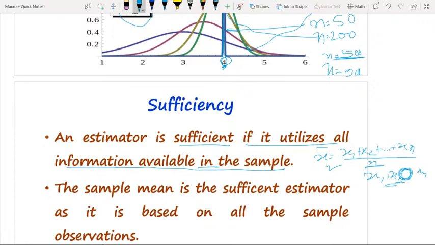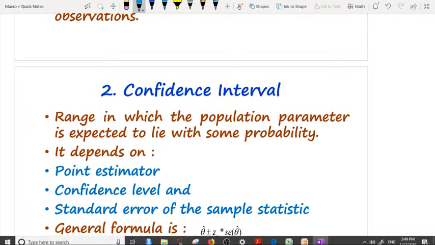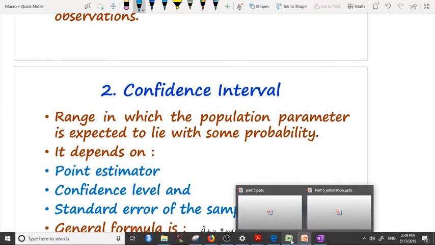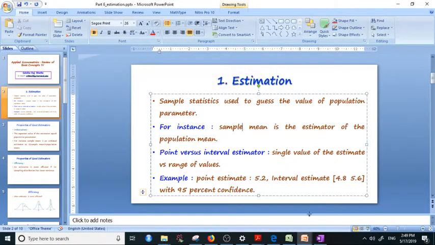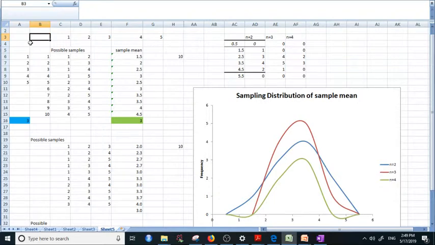So now let us explain this concept with an example in Excel. For illustration purposes, our population size is very small, overly simplistic. There are only 5 elements in the population: 1, 2, 3, 4, and 5. So capital N is 5.